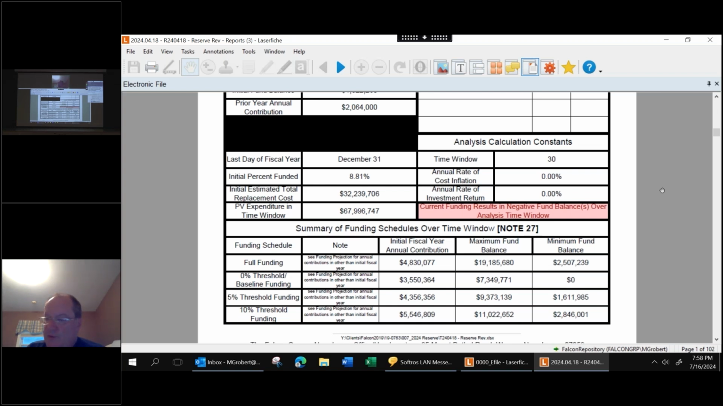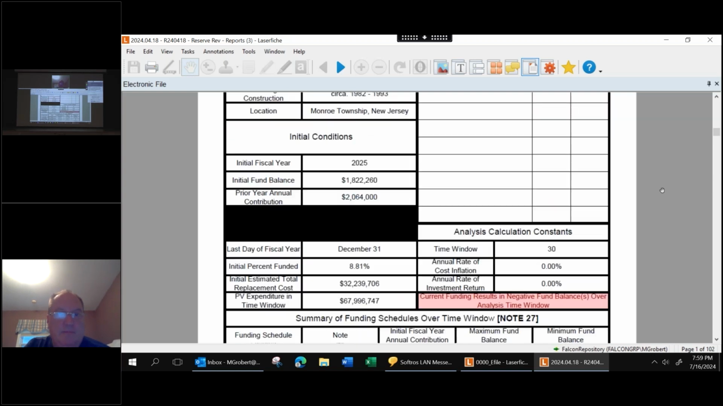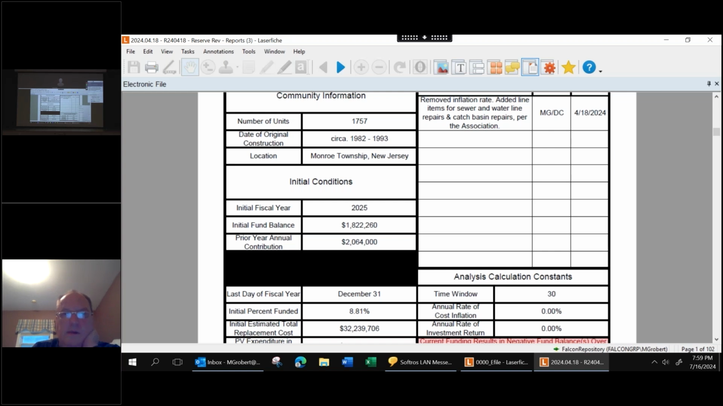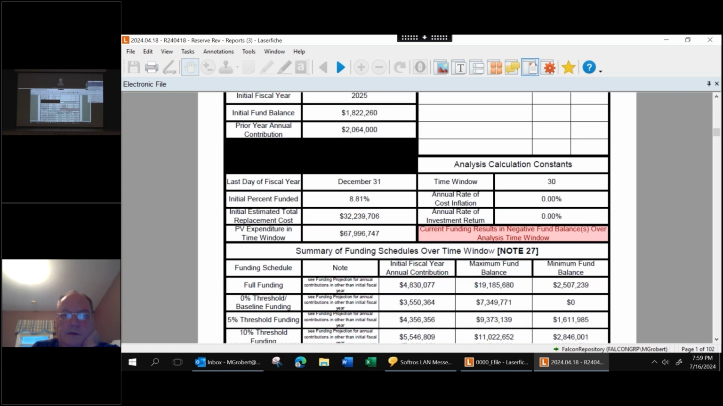So if you take 4,356 minus 2,064,123 equals 2.2 million. Okay, so that's the balance being made up. Divide that by 1,757, divide it by 12, it comes out to about $100 a month more. So if there was no change in any of the schedules of work, in order to adequately capture that funding, it would be an increase of about $100 per month per unit. Right. Now that's a lot.